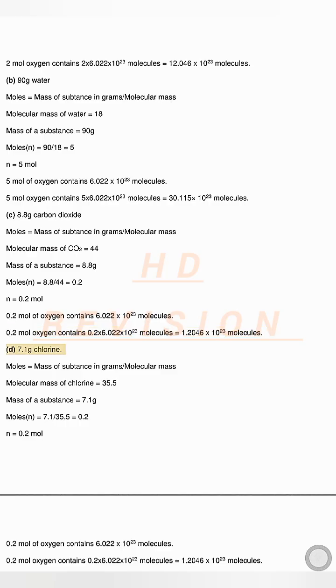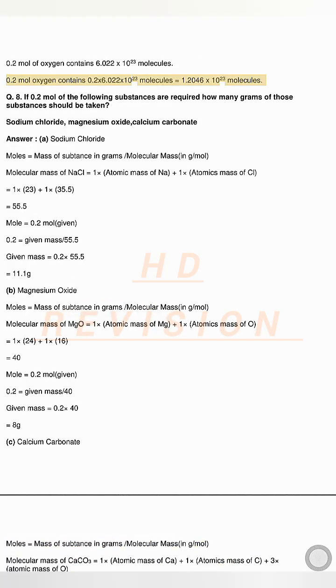D. 7.1 grams chlorine. Moles equals mass of substance in grams divided by molecular mass. Molecular mass of chlorine equals 35.5. Mass of substance equals 7.1 grams. Moles, n equals 7.1/35.5 equals 0.2. n equals 0.2 moles. 1 mole contains 6.022 x 10^23 molecules, so 0.2 moles contains 0.2 x 6.022 x 10^23 molecules equals 1.2046 x 10^23 molecules.